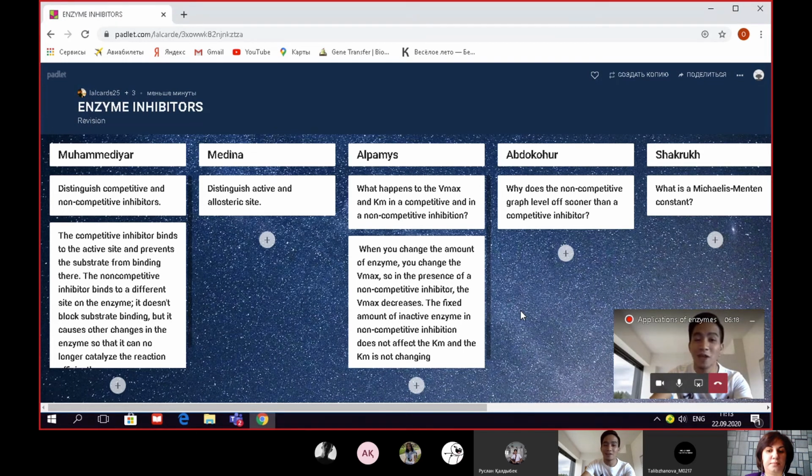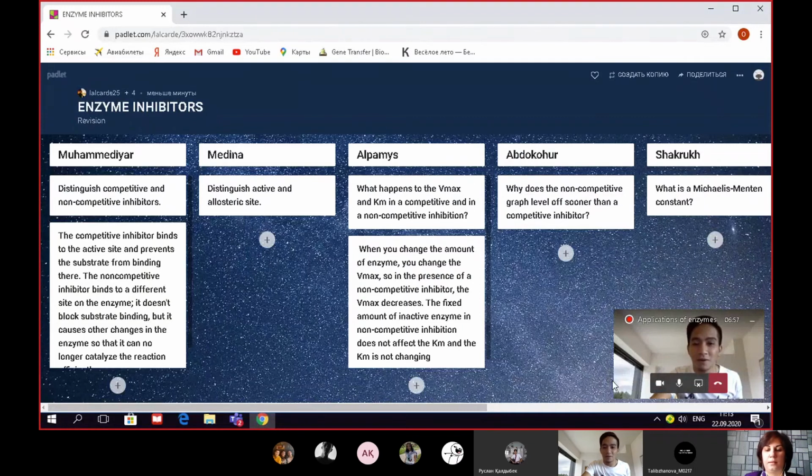if you would just look at the task of your classmates, it's there. That's actually assigned to one of your classmates. But yeah, you're correct about the difference between competitive and non-competitive. And Alpamis is correct too. When you change the amount of enzyme, you change the Vmax. So in the presence of a non-competitive inhibitor, the Vmax decreases, yes. The fixed amount of inactive enzyme in non-competitive inhibition does not affect the Km, and the Km is not changing, or it could even be lower, okay?